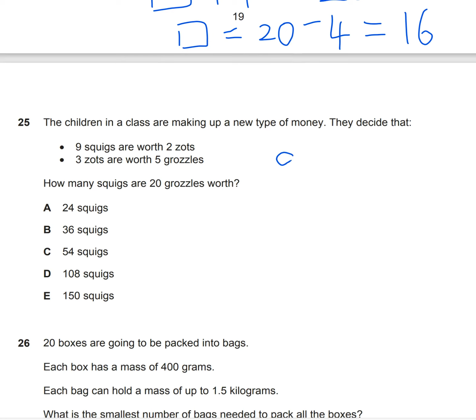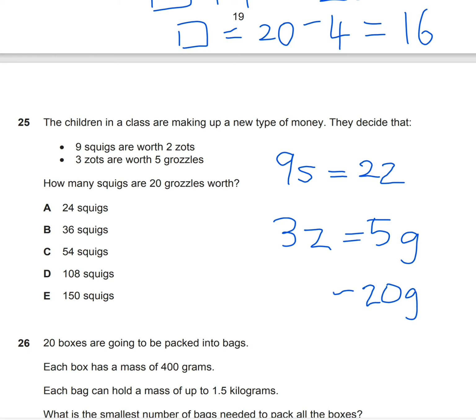I like to write these out in simplified abbreviations. S for squigs, the same as 2 zots. 3 zots, the same as 5G for groggle. We want 20G. Let's go to zots first, okay? So I'm going to write a little line for Z because I don't want to confuse it with a 2. How do I get from 5 to 20?